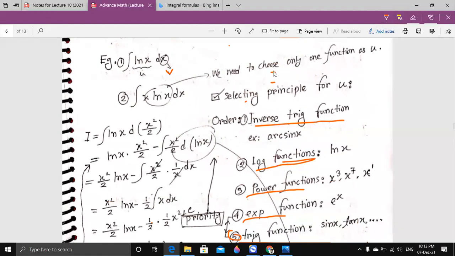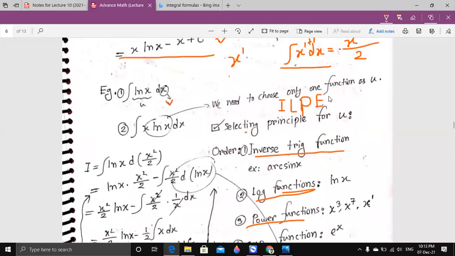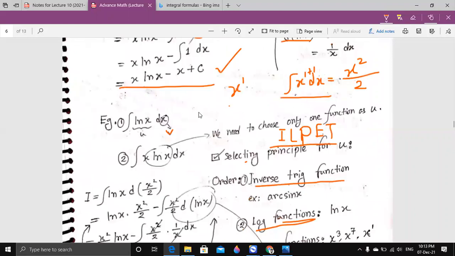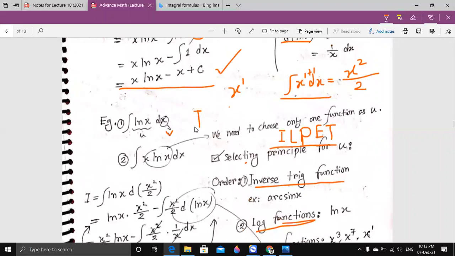I can make it simple to remember, like I, L, P, E, T: ILPET. So you can just think about "I love pet" or "I love my pet," okay?